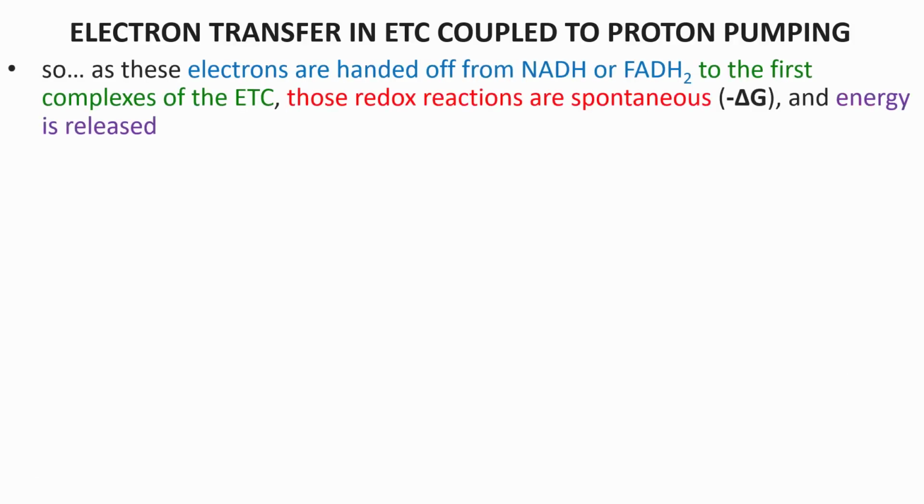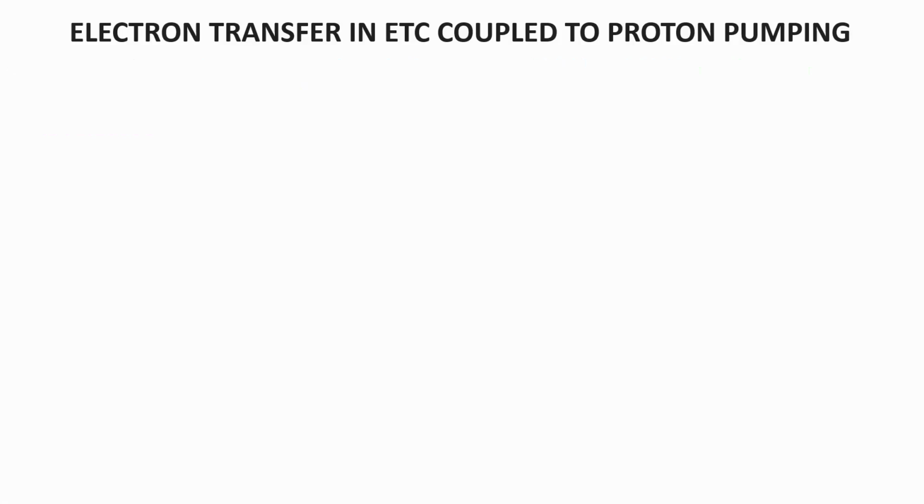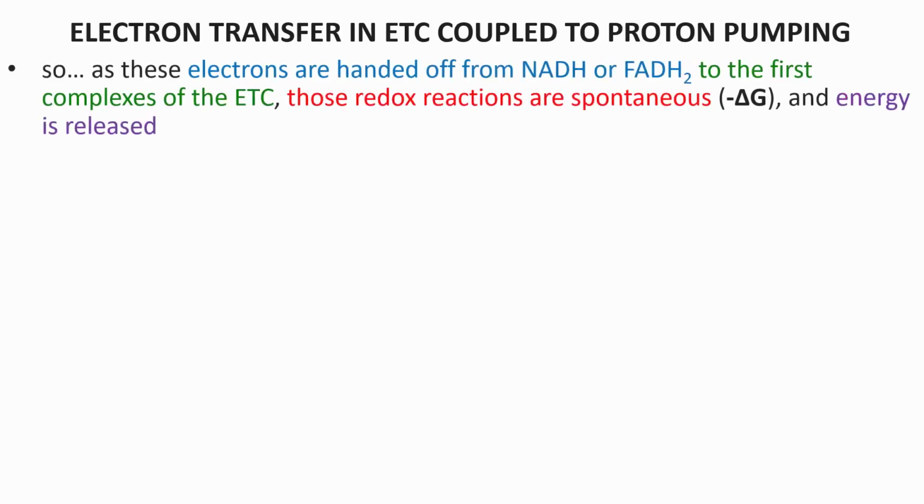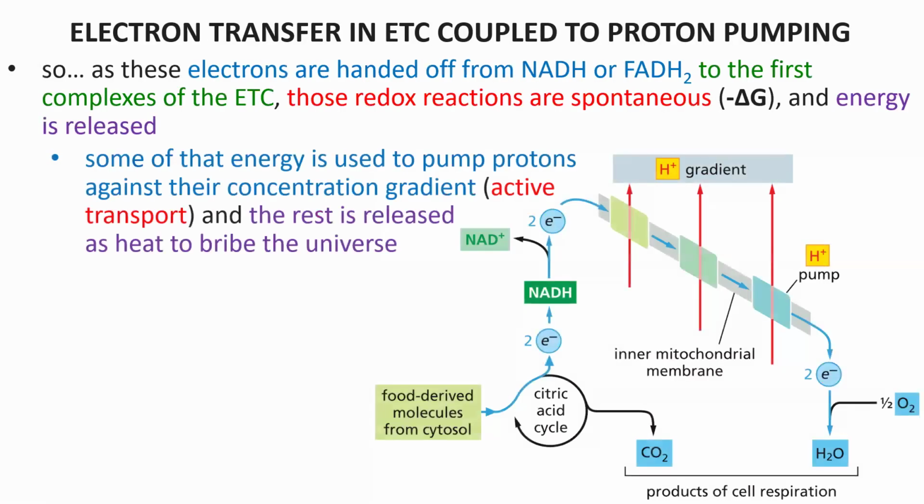Okay, great. So we're releasing energy as these electrons are being handed off from NADH or FADH2 to the complexes of the ETC. And as those subsequent redox reactions are occurring, each of them spontaneous, each of them releasing energy, as that's all happening, free energy is being released for what? Well, for proton pumping. We're pumping protons against their concentration gradient. We're taking protons from a low concentration side and pumping them across the inner mitochondrial membrane to a high proton concentration side. And they don't want to do that.